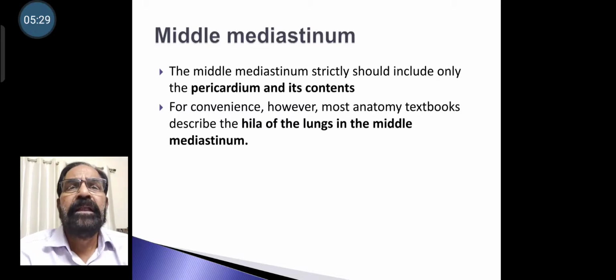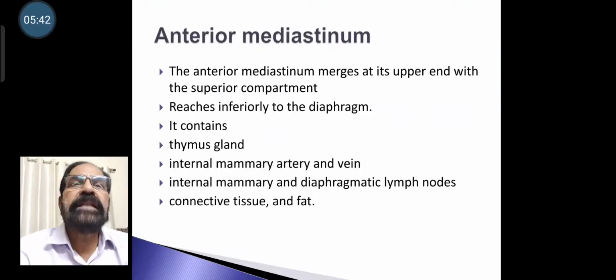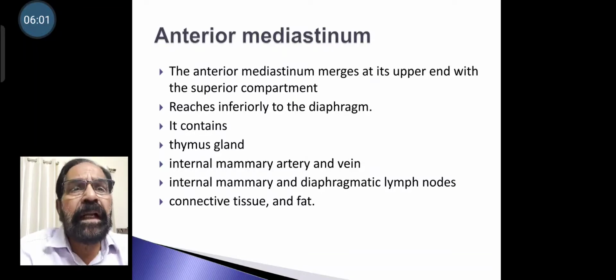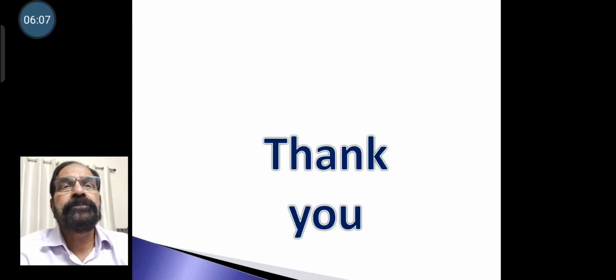Middle mediastinum. The middle mediastinum strictly should include only the pericardium and its contents. For convenience, however, most anatomy textbooks describe the hila of the lungs in the middle mediastinum. Anterior mediastinum. The anterior mediastinum merges at its upper end with the superior compartment and reaches inferiorly to the diaphragm. It contains the thymus gland, internal mammary artery and vein, internal mammary and diaphragmatic lymph nodes, connective tissue and fat. Thank you.